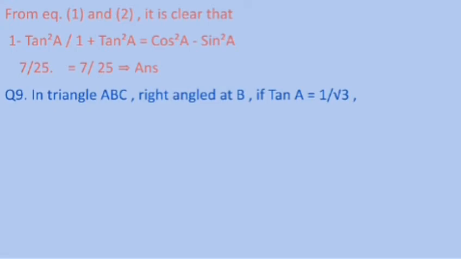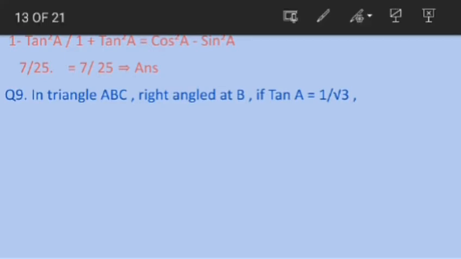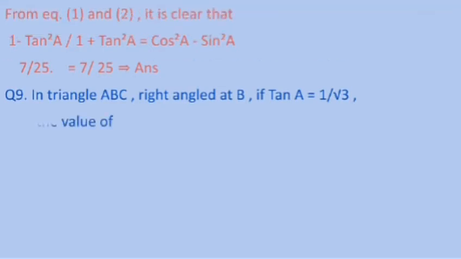Question 9. In a triangle ABC, which is right angled at B, and the value of tan A is given to be 1 by root 3, we need to find the value of sin A dot cos C plus cos A dot sin C. I hope you understand from the first question that the dot here signifies the sign of multiplication.